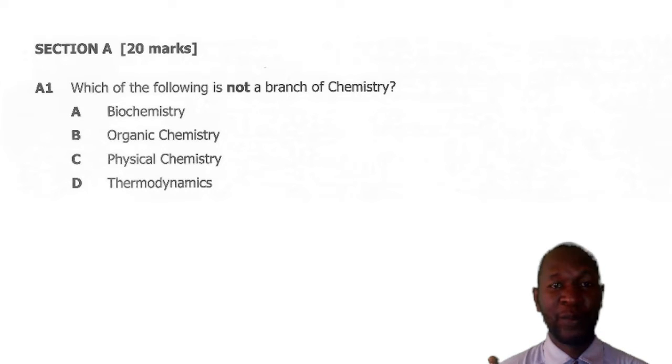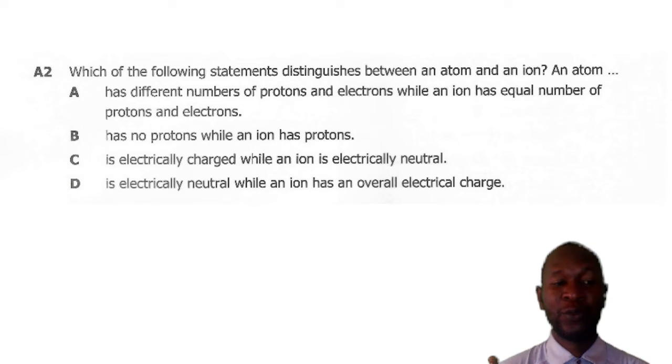Section A, 20 marks. A1, which of the following is not a branch of chemistry? The correct answer here is D, thermodynamics. A2, which of the following statements distinguishes between an atom and an ion? The correct answer here is D. An atom is electrically neutral, while an ion has an overall electric charge.